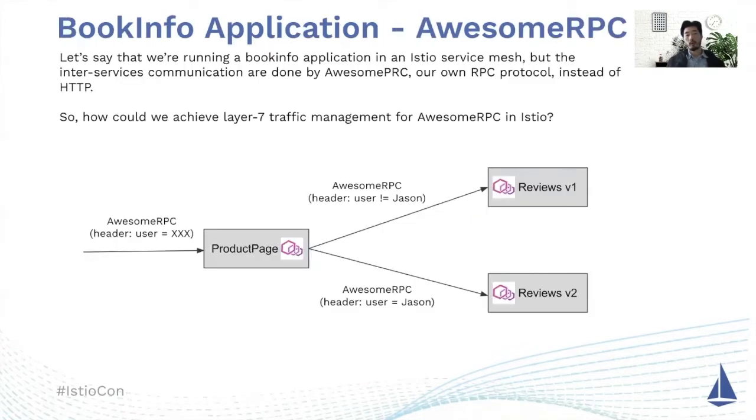So what we want is to manage those protocols at layer 7. Let's say that we are running the Bookinfo application in an Istio system, but the inter-services communication is done by gRPC, our own RPC protocol, instead of HTTP. So how could we achieve layer 7 traffic management for gRPC in Istio? For example, how do we route the traffic to different versions of the reviews service based on the user lane in the request header, like this diagram shows?